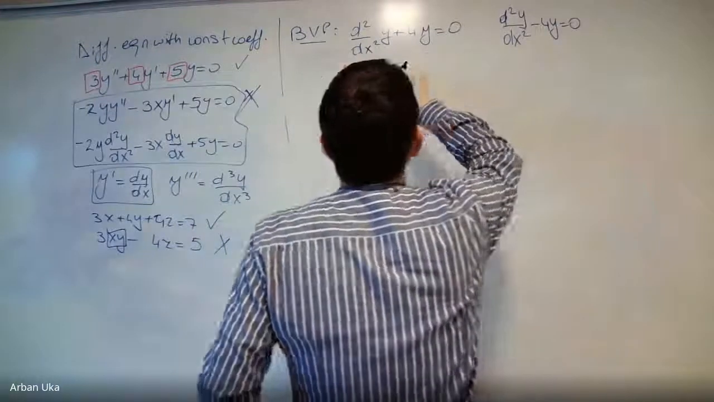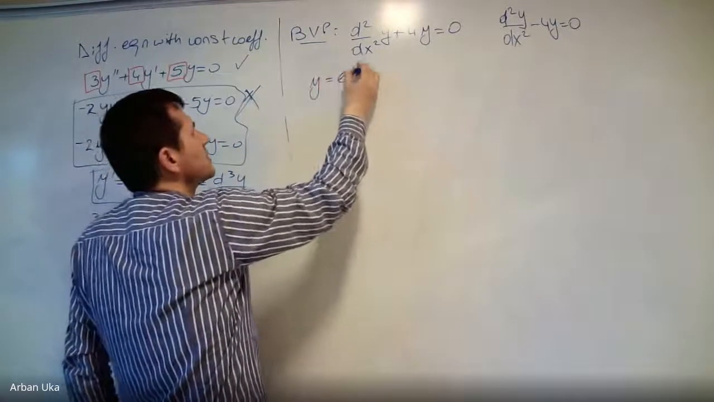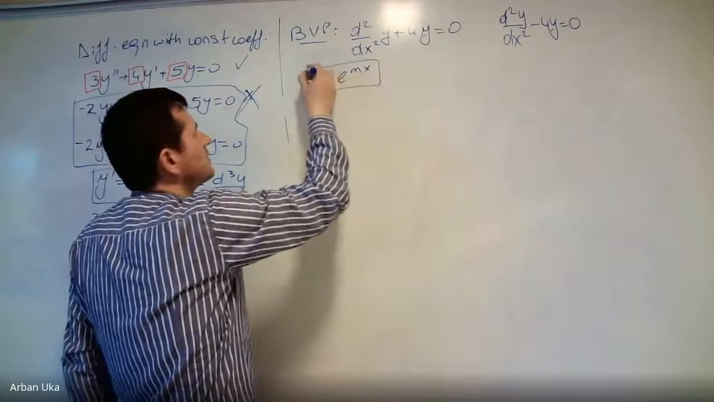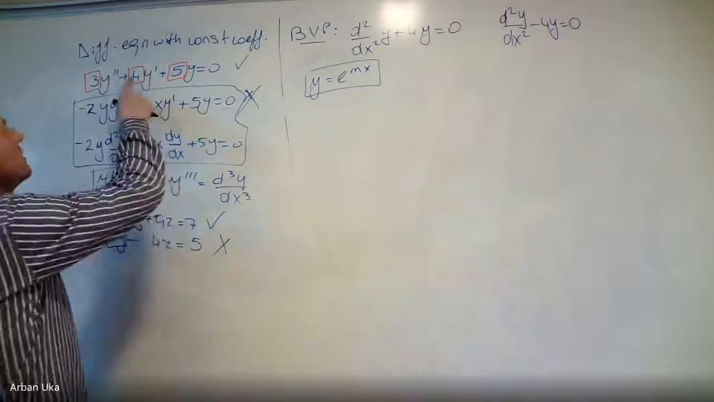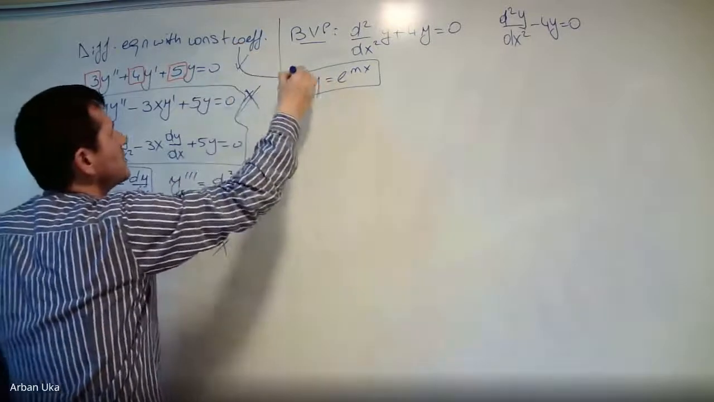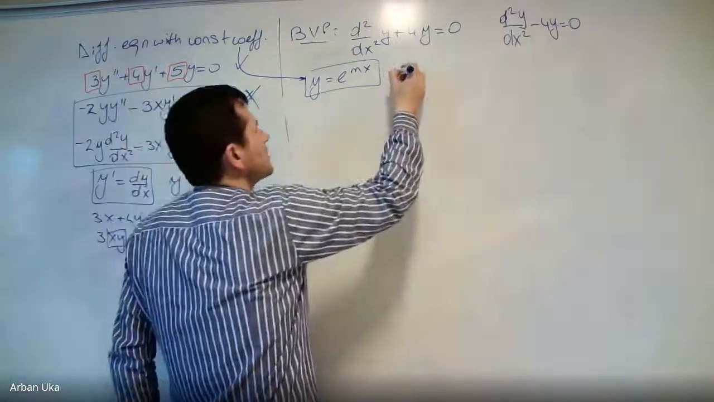Then we come back here. These are differential equations with constant coefficients. Solutions always look like this. Okay? E to the power of mx. If it is a differential equation with constant coefficients, the solution looks like this. The question is this: what is m?